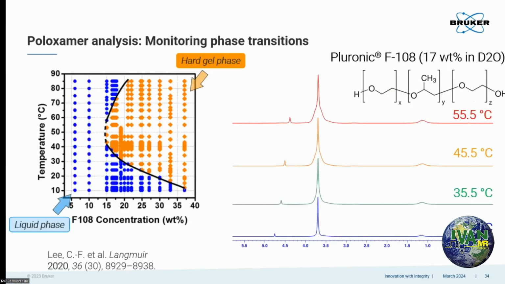And lastly, with the adjustable temperature feature of the Fourier 80, you can actually monitor phase transitions. So here, this is again Pluronic F108, this time 17 weight percent in D2O. We can see from this diagram here, at that concentration and at room temperature, we exist in a liquid phase. As you elevate that temperature, you enter this hard gel phase, so it becomes more of a solid. On the Fourier 80, we start at 25 degrees and we ramp up to 55 in 10 degree intervals. And we can see that broadening of the peak, telling us we're getting more of this solid phase. So you can use that adjustable temperature feature to your advantage for these types of applications.